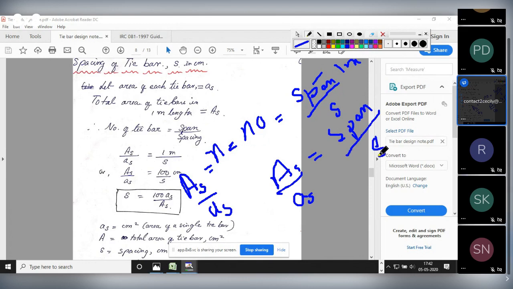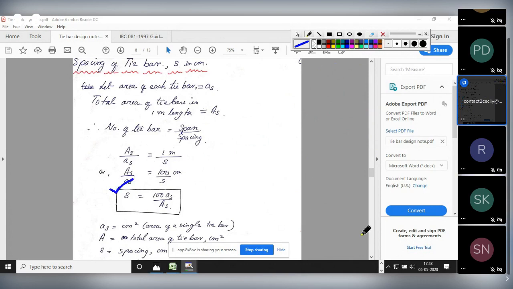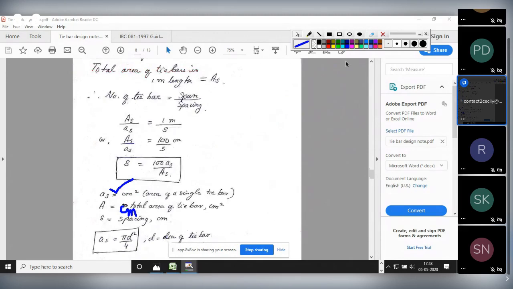We know the span equals to 1 meter. We got this value from the first equation. We also get this value if we know the diameter, then we can get s. So after simplification we are getting s as this one. If you want to keep it in meter, here it will be in meter only. If you want to keep this in centimeter, here we have to convert that by 100. So in this equation, spacing is in centimeter. Clear?